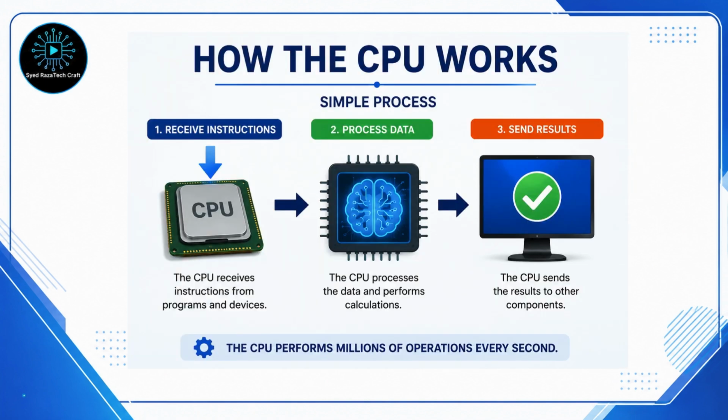Now let's look at this simple picture and try to understand how CPU actually works. CPU follows a simple process. First, it receives instructions, then it processes the information and performs calculations. Finally, it sends the result to other components of the computer. The CPU performs millions of operations every second.